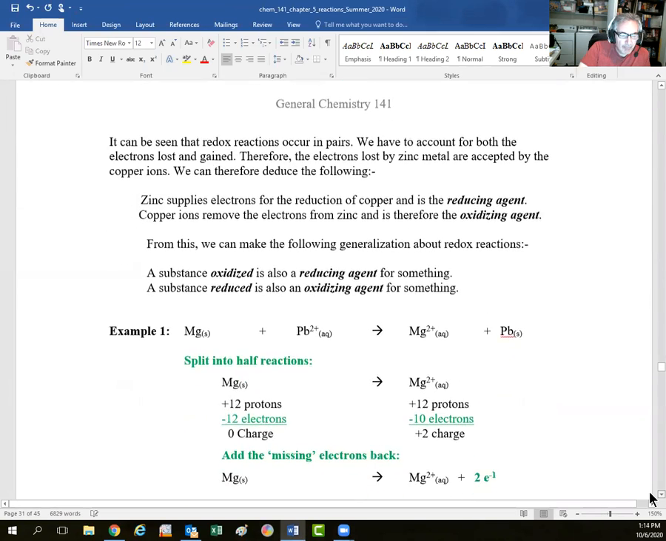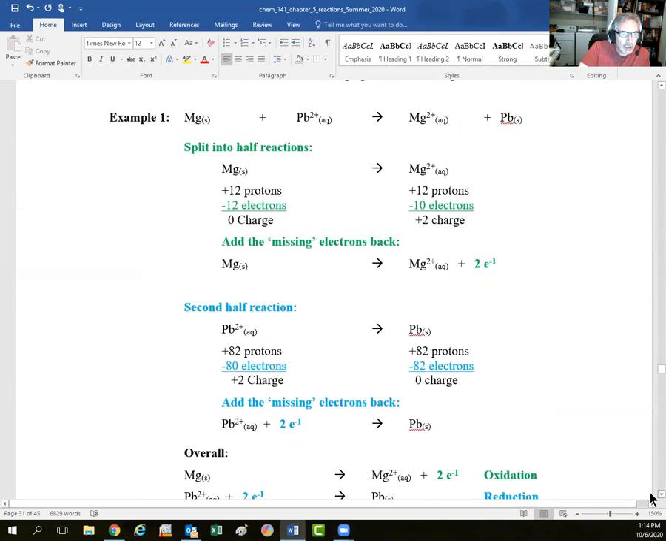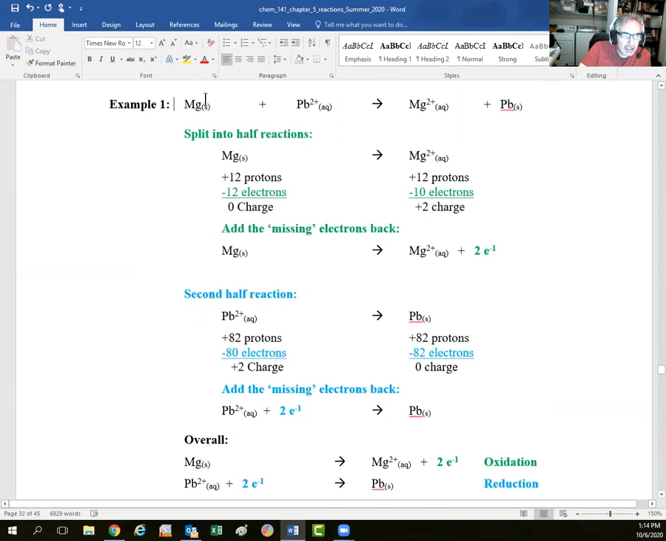Okay. So let's take a look at an example here, magnesium with lead ions, because lead can be 2 plus and 4 plus. It turns magnesium into magnesium ions, and the lead ions are turned into lead metal. They precipitate out on the glassware. So let's track each element on its own to create these half reactions.